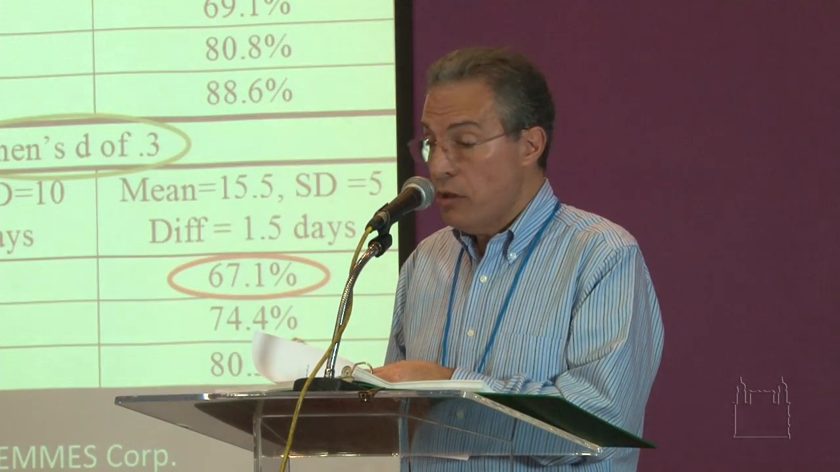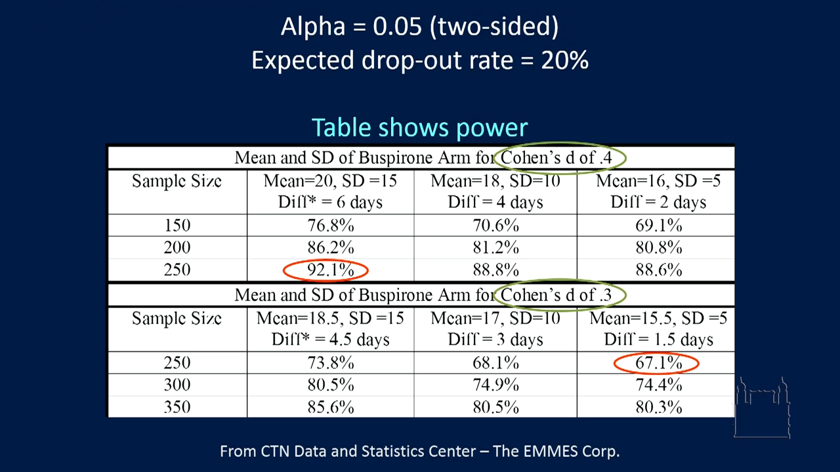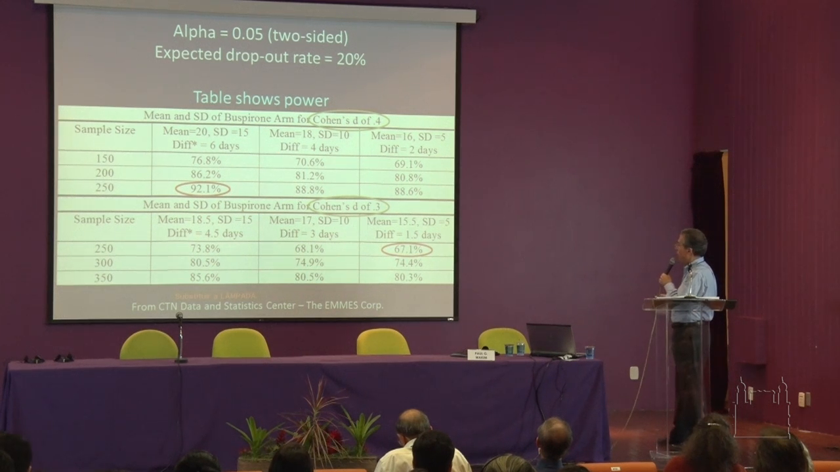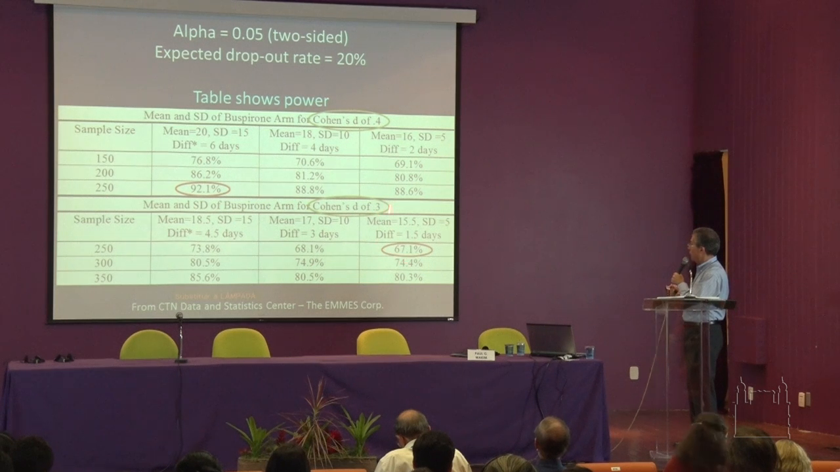So I'm going to show you other examples of basically the same idea. Here, you fix the alpha, which is 0.05, and you fix the expected dropout rate. What you see inside the table is the power. So what's varying? You've got two sections of the table. The difference between these is that here the Cohen's d, remember, delta over sigma, is 0.4, and here it's 0.3. So it went down, power goes down.